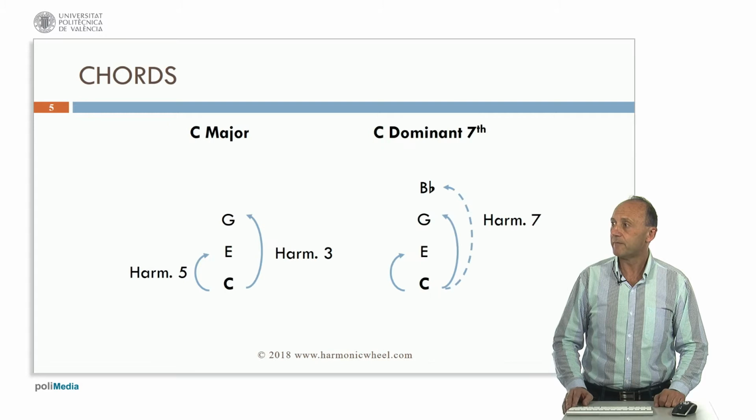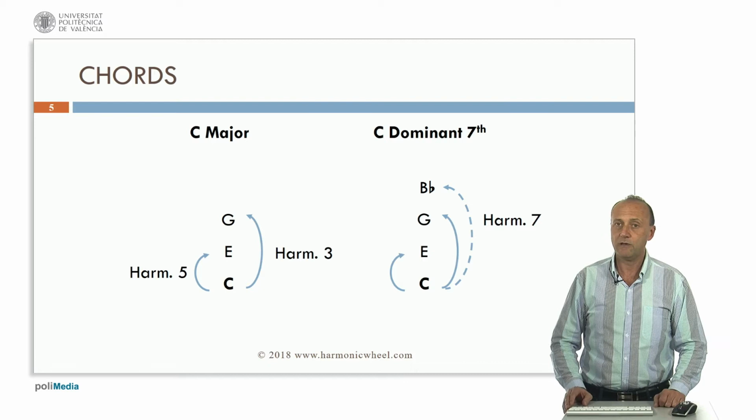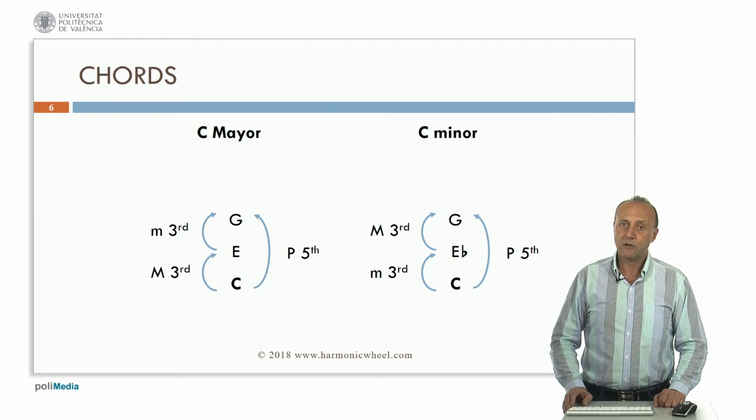The major chord is built with harmonics 3 and 5, and the dominant seventh chord is built with harmonics 3, 5 and also 7. A minor chord cannot be built from harmonics. It is built from a major chord by inverting its structure.